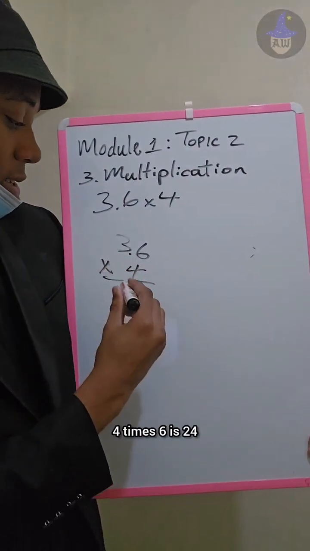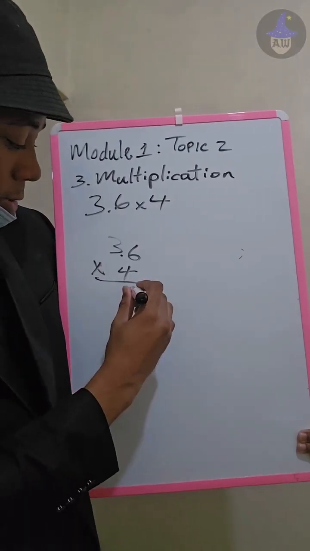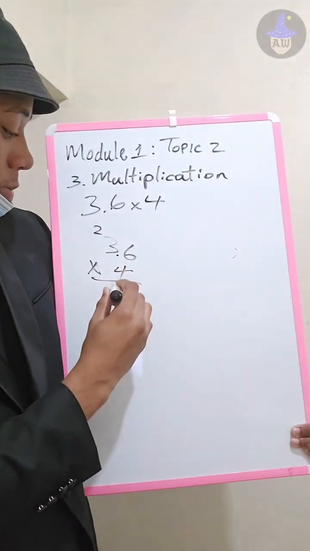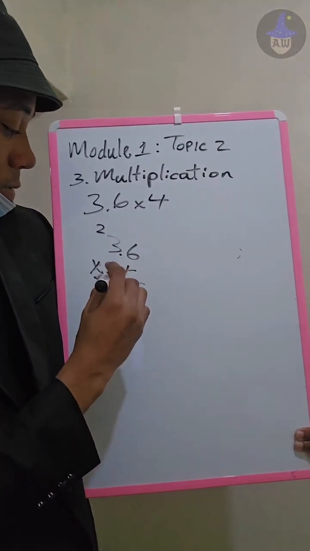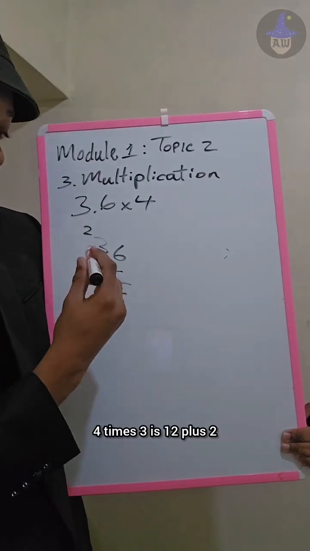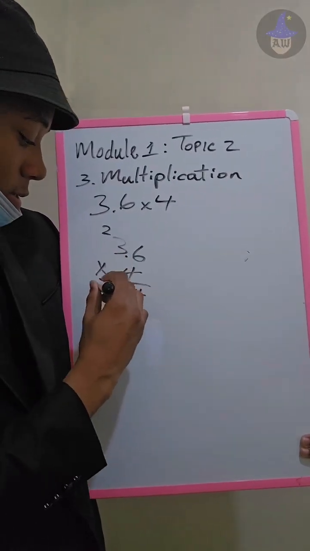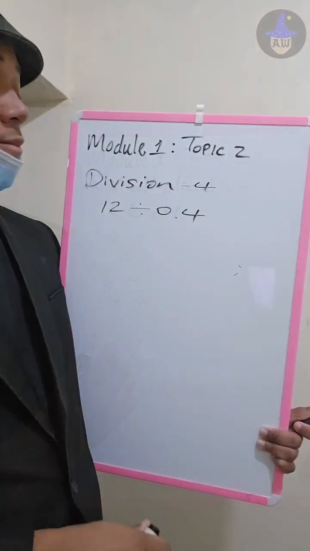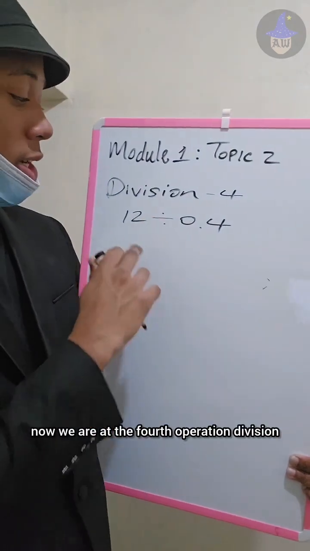4 times 6 is 24. Put down the 4. Carry over the 2. Put back the point here. 4 times 3 is 12 plus 2. So that's 14.4. Now we're at the fourth operation, division.